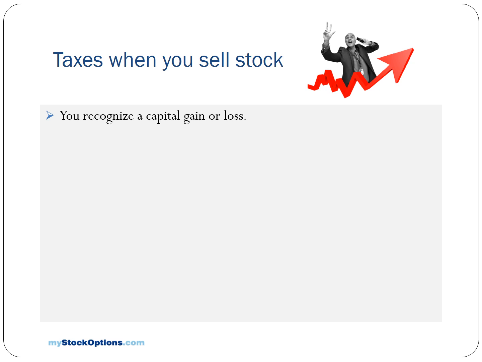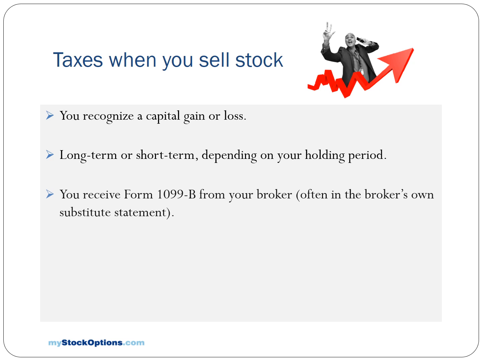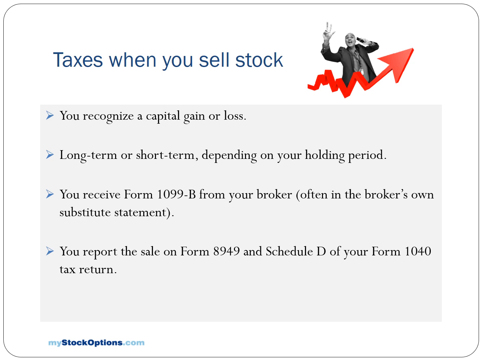You recognize a capital gain or loss. Long-term gains or losses mean you held the shares for more than 1 year. Short-term means you've held it for less than 1 year. You're going to receive from your broker a 1099-B, or often it's reformatted into the broker's own substitute statement. That has all the details about your sale proceeds, something on your cost basis, and other information you need when you report the sale on your Form 8949 and Schedule D of your tax return.